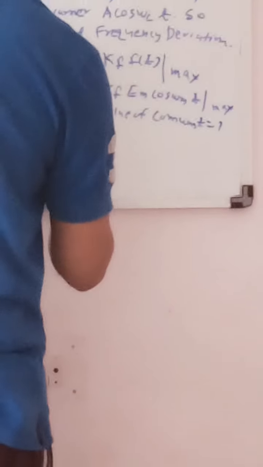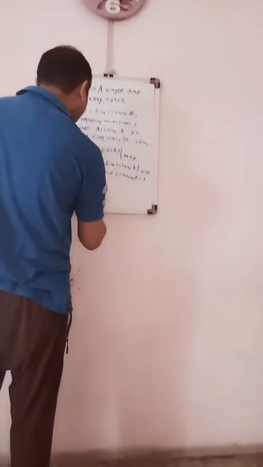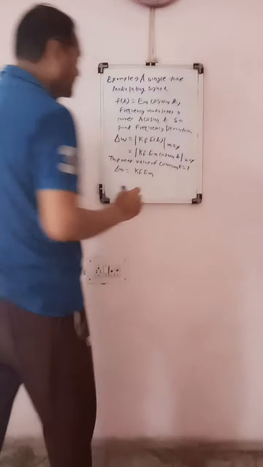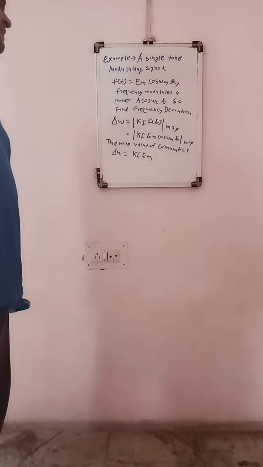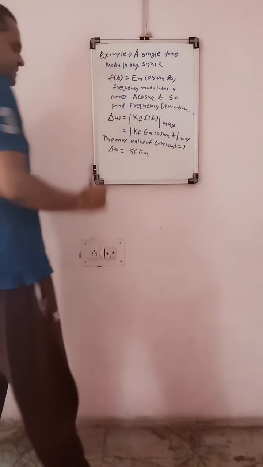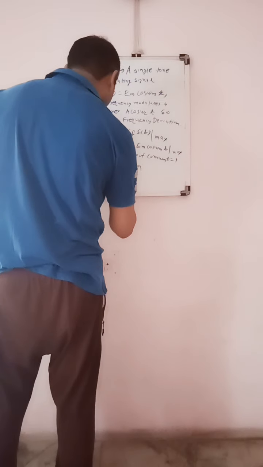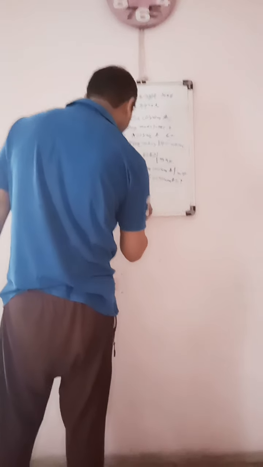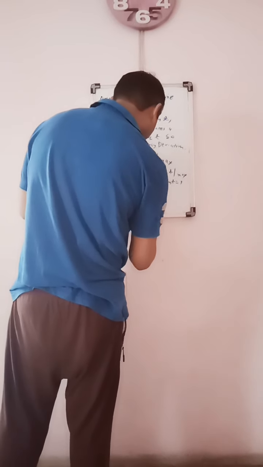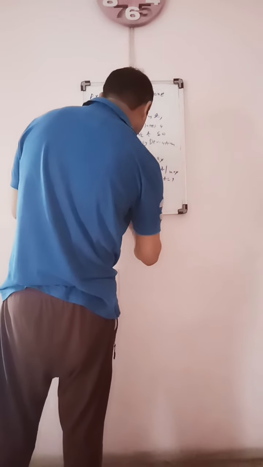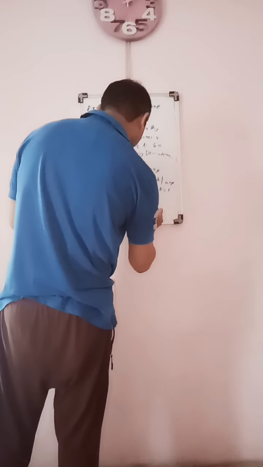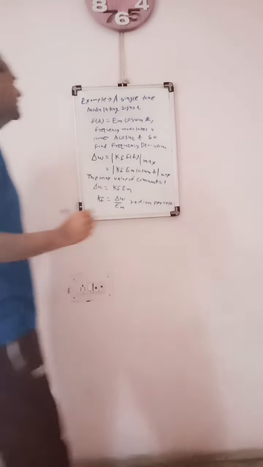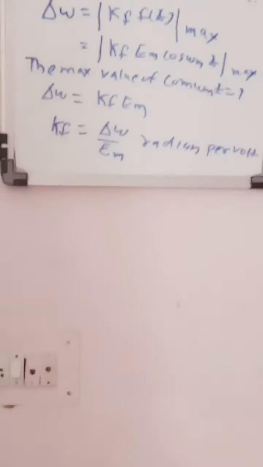So here delta omega comes out to be kf Em. That's how we can find the value of the frequency deviation. And what is the value of kf here? kf is equal to delta omega upon Em, in radians per volt. So that's how we can find the value of the frequency deviation, right?